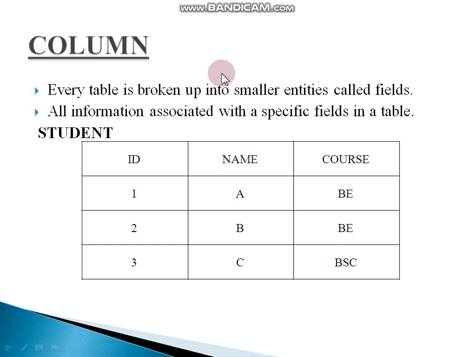Next, column. Each table is broken up into small entities called fields. Any information associated with a specific field in the table is called a column. Column is also called an attribute or field. The fields in the student table are ID, name and course. In simple terms, the vertical entity of a table is called the column. So, 1, 2, 3, there are 3 columns in the student table. Column is also called an attribute or field.